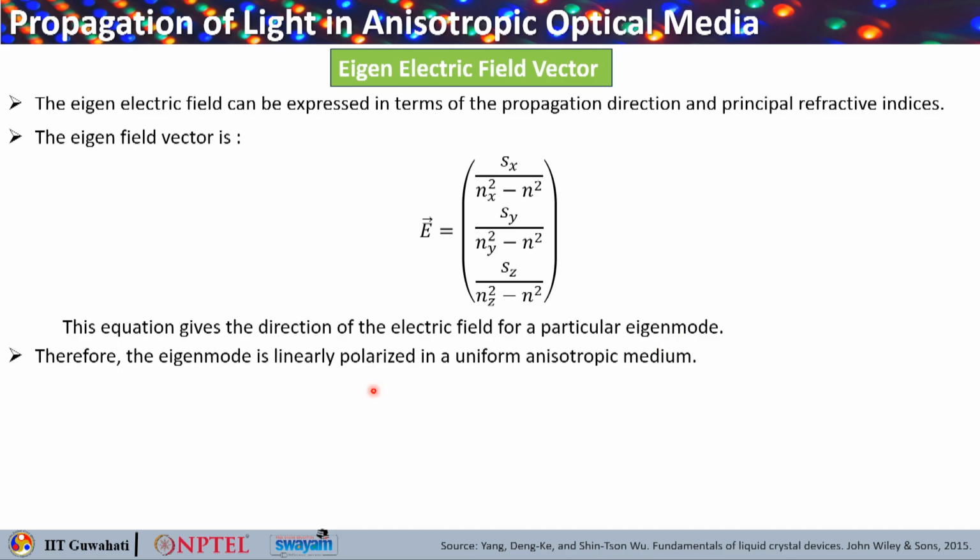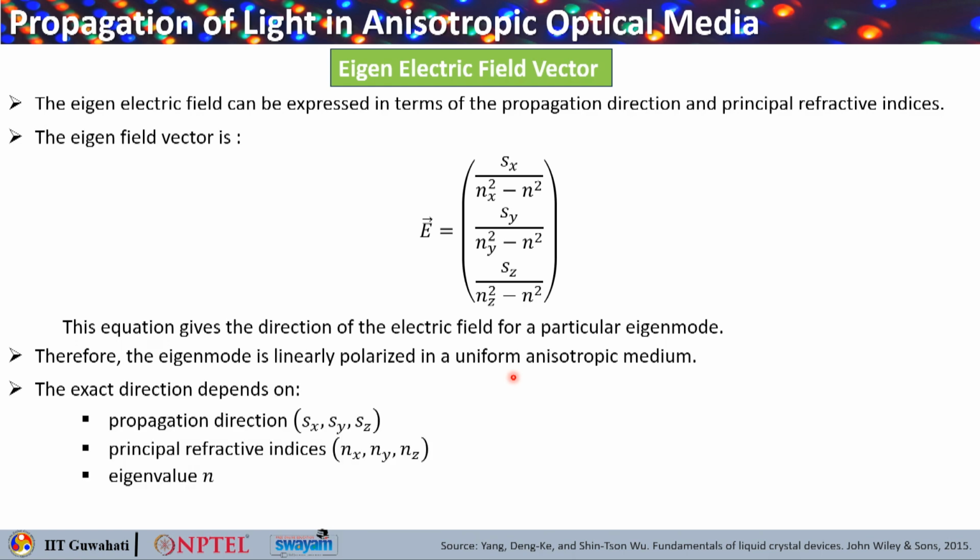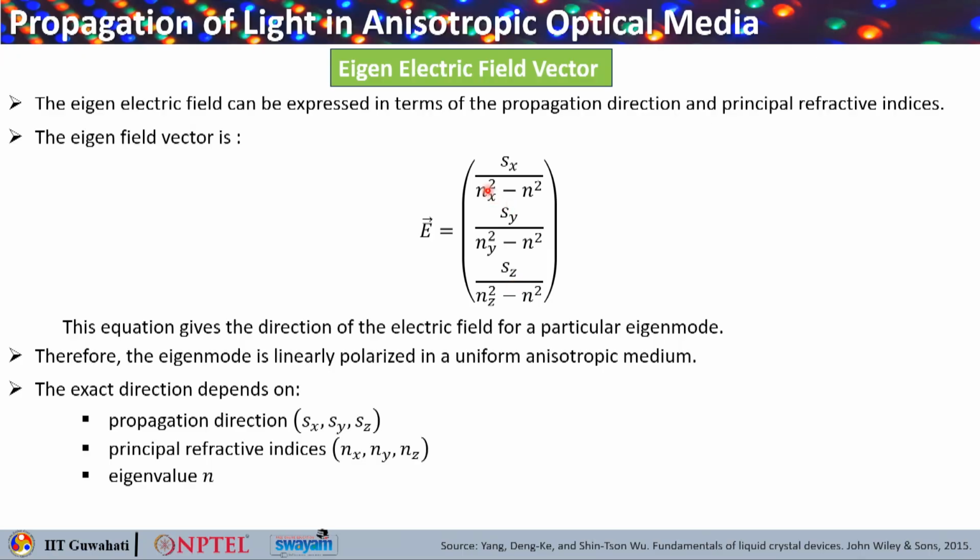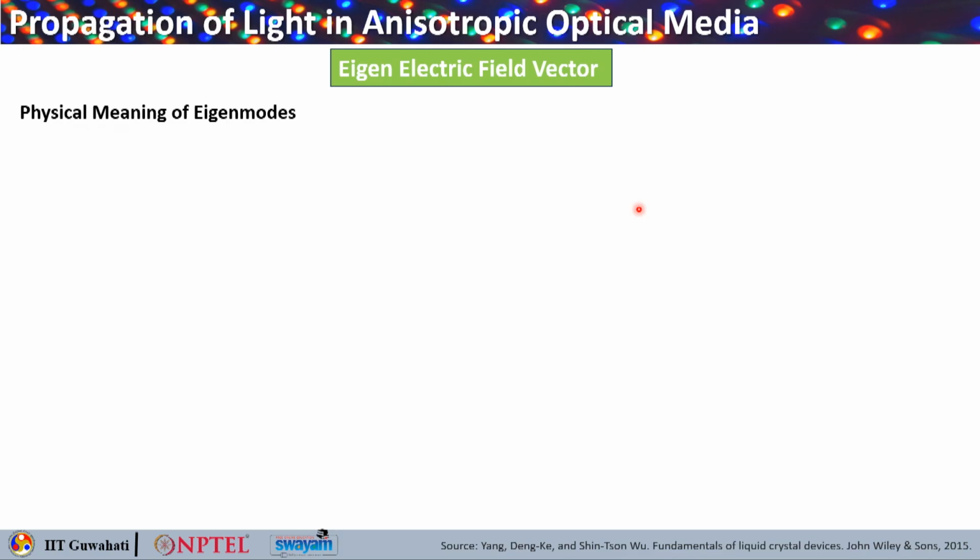Therefore, the eigenmode is basically linearly polarized in a uniform anisotropic medium. And if you want to know the exact direction, you need to know Sx, Sy and Sz, the three components of the unit vector of the propagation direction. That means you need to know the propagation direction. You need to know the principal refractive indices, that is nx, ny and nz, and also you need to know the eigenvalue n. Then you can determine these particular eigenmodes.